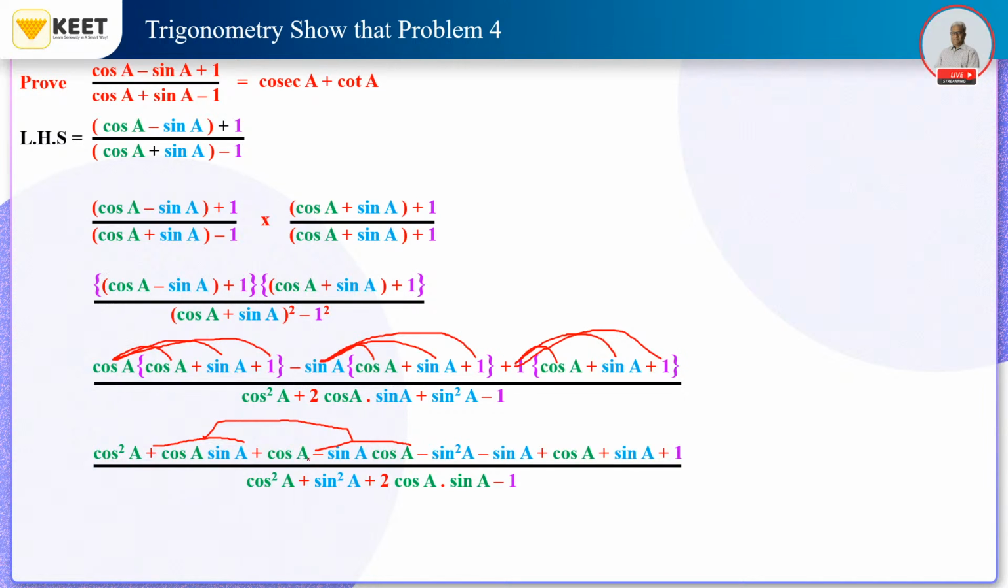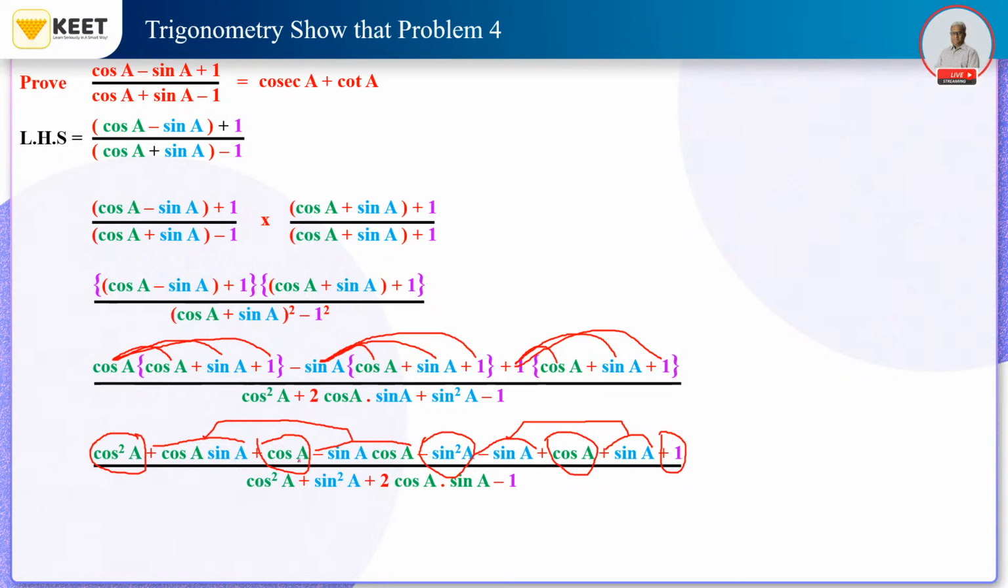Take the pen. Then we have here this minus sin square A, only a single term is there, so keep as it is. Now this minus sin A, we have here plus sin A. So these two terms will also get cancelled. So you will find what remains. So here this cos square A is remaining, then this plus cos A is remaining, then we have minus sin square A remaining, we have here cos A remaining, and here we have plus 1 remaining.